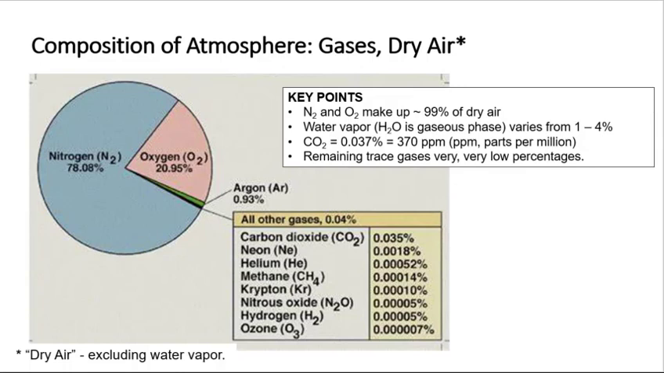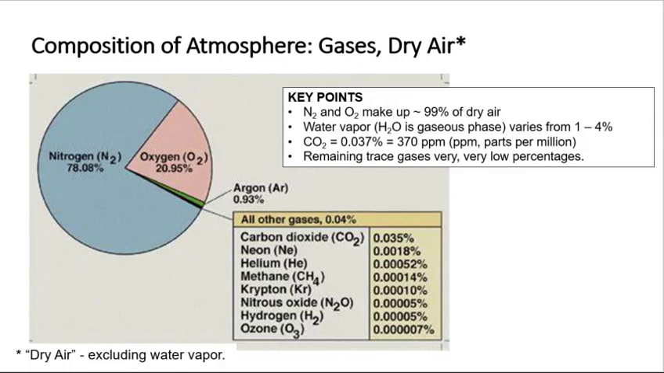So some key points. First, nitrogen and oxygen make up most of the atmosphere, in combination around 99% of dry air. Water vapor, if included in the mix, would comprise anywhere from 1 to 4% depending on whether we are sampling in a humid or not so humid location. Carbon dioxide at 0.037%, which we can conveniently express as 370 parts per million by multiplying the percent composition by 10,000, is shown there as the third bullet. In fact, CO2 concentrations currently are higher than this, around 410 parts per million.